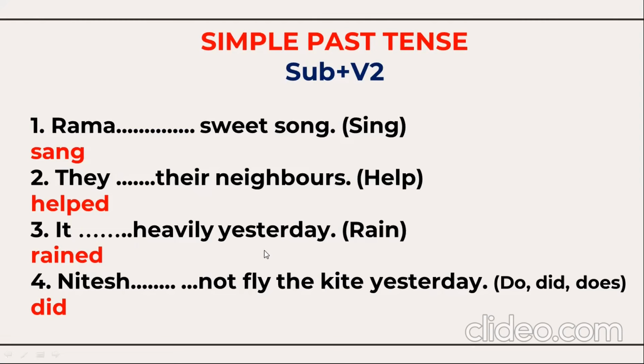So which are the indicators? Yesterday, last year, last night, last week, day before yesterday, ago. Nitesh did not fly the kite yesterday. So after did not, if you use any verb, you should always use the first form of the verb. For example, in the classroom, sometimes teachers ask, have you brought your textbook? Many students say, sir, I did not brought. It's wrong. I did not bring. After did not, you should use the verb's first form.